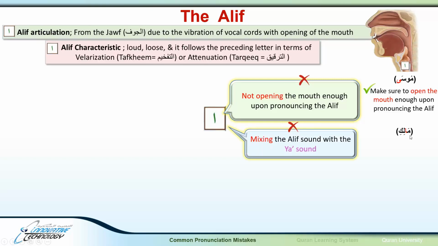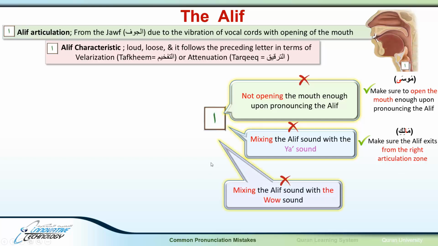The second mistake is mixing the alif with the sound of the ya. For example, the mistake is Maliki, sounding like an A in English, while it should sound like the Arabic alif. The proper way of pronouncing it is Maliki. So you have to make sure the alif exits from the right articulation zone of the alif, and don't mix that with the ya sound. Maliki is wrong, Maliki is right.